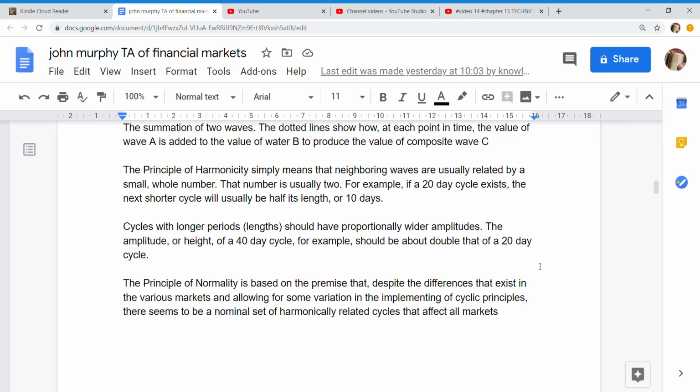The principle of harmonicity simply means that neighboring waves are usually related by a small, whole number. That number is usually 2.